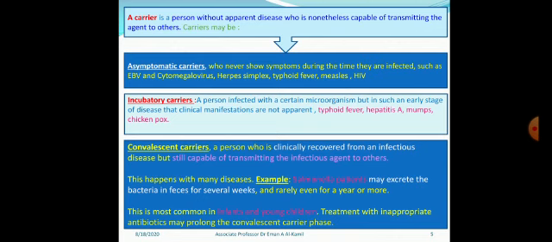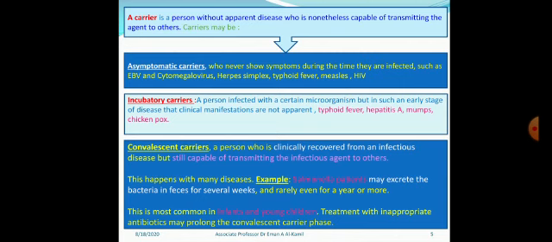There are different types of carriers. First, asymptomatic carriers, who never show signs and symptoms during the time they are infected, such as with Epstein-Barr virus, cytomegalovirus, herpes simplex virus, typhoid fever, measles, and HIV. They have no signs and symptoms, they are asymptomatic, but they can transmit the infection to others.